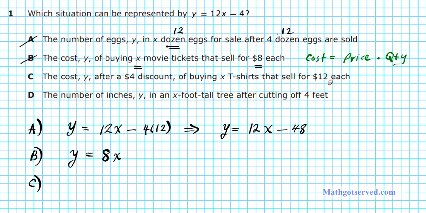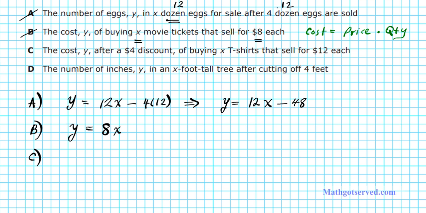Option letter C says the cost y after a $4 discount of buying x t-shirts that sell for $12 each. All right, so let's find what the total cost y is. The total cost is $12 each for x shirts. So the cost is price 12 times quantity x, which is 12x.